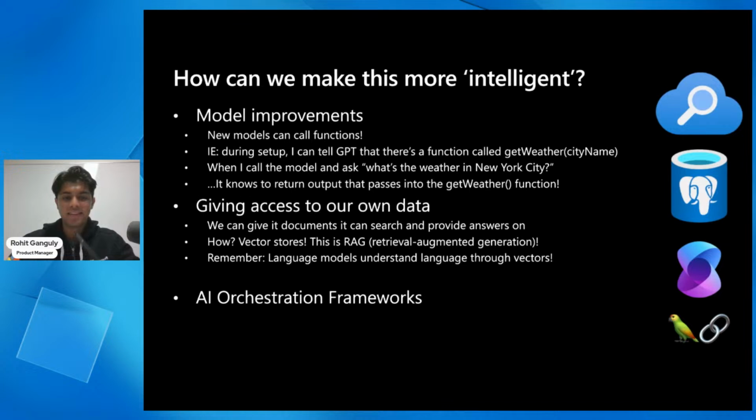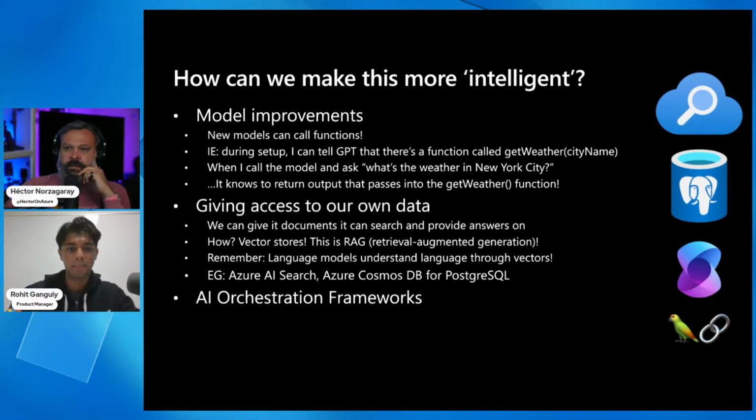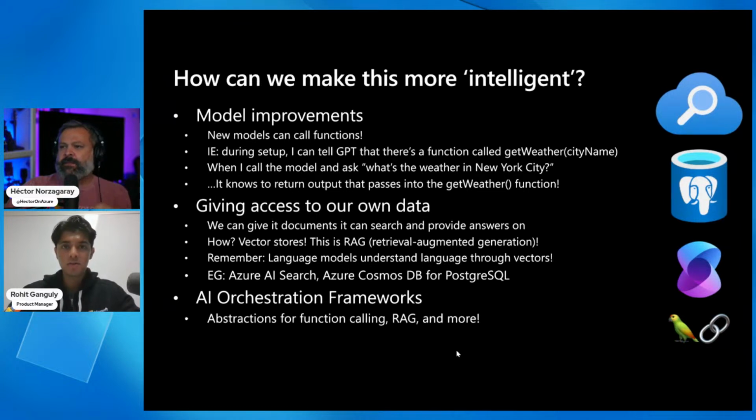Again, remember, these language models understand language through vectors. So these vector stores are helpful. On Azure specifically, you can use Azure AI Search, or you can use Azure Cosmos DB for PostgreSQL with PG Vector. There are guides on this online, but some of our samples discuss this as well, and we'll jump into that. Lastly, you can use AI orchestration frameworks. These are essentially abstractions for function calling, RAG, and more.